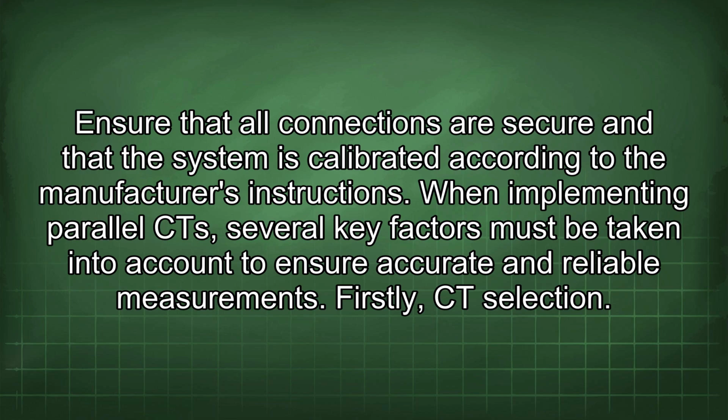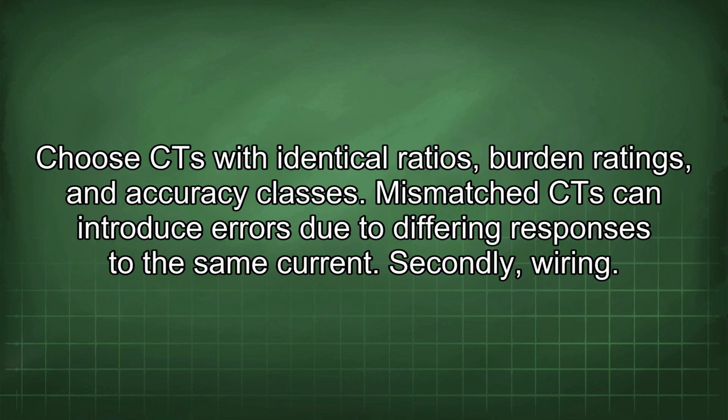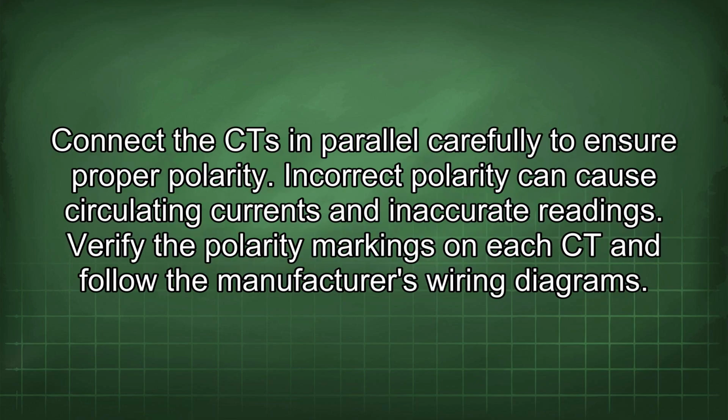When implementing parallel CTs, several key factors must be taken into account to ensure accurate and reliable measurements. Firstly, CT selection. Choose CTs with identical ratios, burden ratings, and accuracy classes. Mismatched CTs can introduce errors due to differing responses to the same current. Secondly, wiring. Connect the CTs in parallel carefully to ensure proper polarity. Incorrect polarity can cause circulating currents and inaccurate readings. Verify the polarity markings on each CT and follow the manufacturer's wiring diagrams.